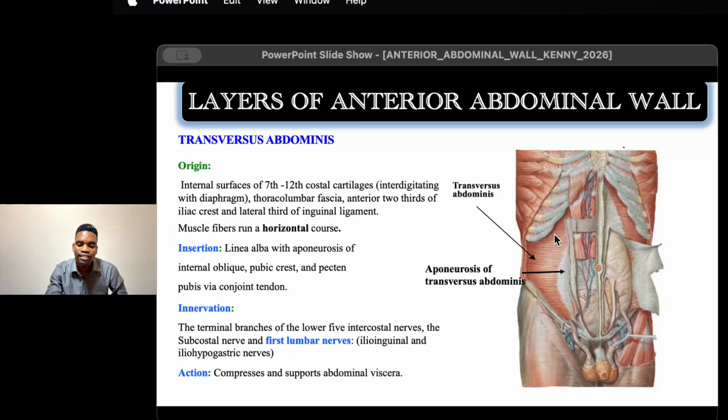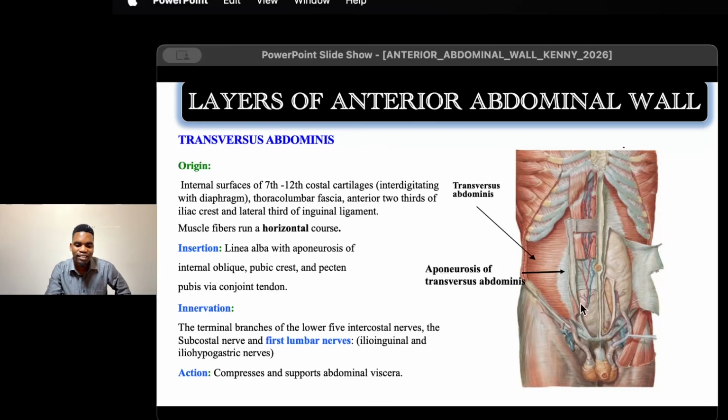In fact, the transversus abdominis is going to interdigitate with the diaphragm, because inside here we have the diaphragm. What's the insertion of this transversus abdominis muscle? It goes to an aponeurosis. This aponeurosis goes to the linea alba, and part of it is going to join the fibers of the internal oblique to form the conjoined tendon. I told you shortly that it's going to form the conjoined tendon. The conjoined tendon is formed by the aponeuroses of two muscles, the internal oblique abdominis and transversus abdominis.